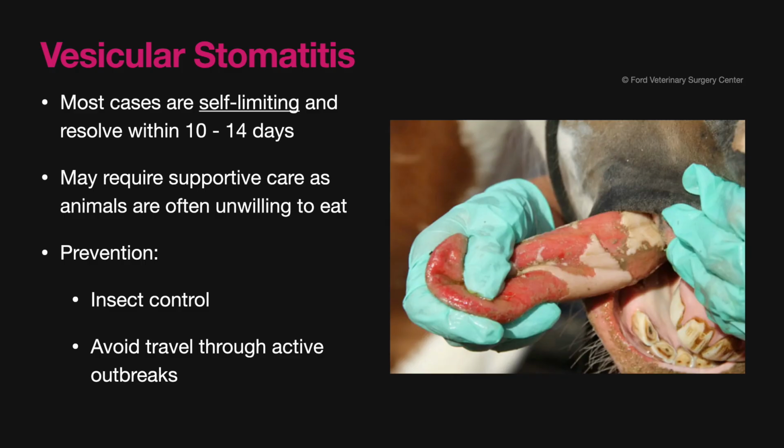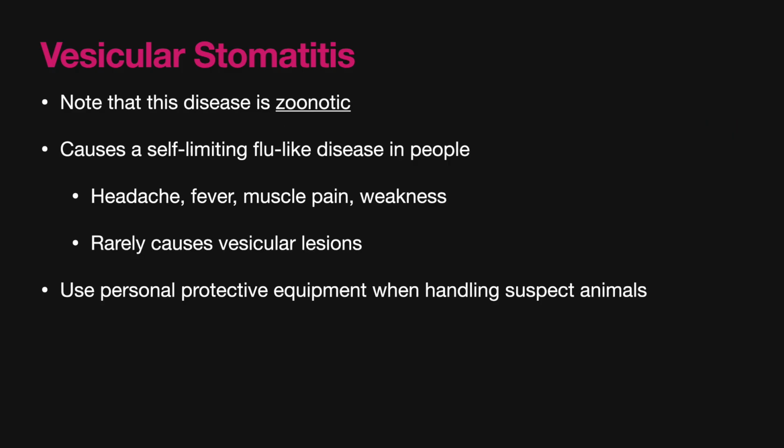Preventative measures include insect control and avoiding traveling through active outbreaks because your animal could be exposed by a biting insect. It's also important to note that this disease is zoonotic. It causes a self-limiting flu-like disease in people with signs like headache, fever, muscle pain, and weakness. In rare cases, it can also cause vesicular lesions in humans. Bottom line is that this means that you should use personal protective equipment when you are handling suspect animals because it could be a potentially zoonotic condition.